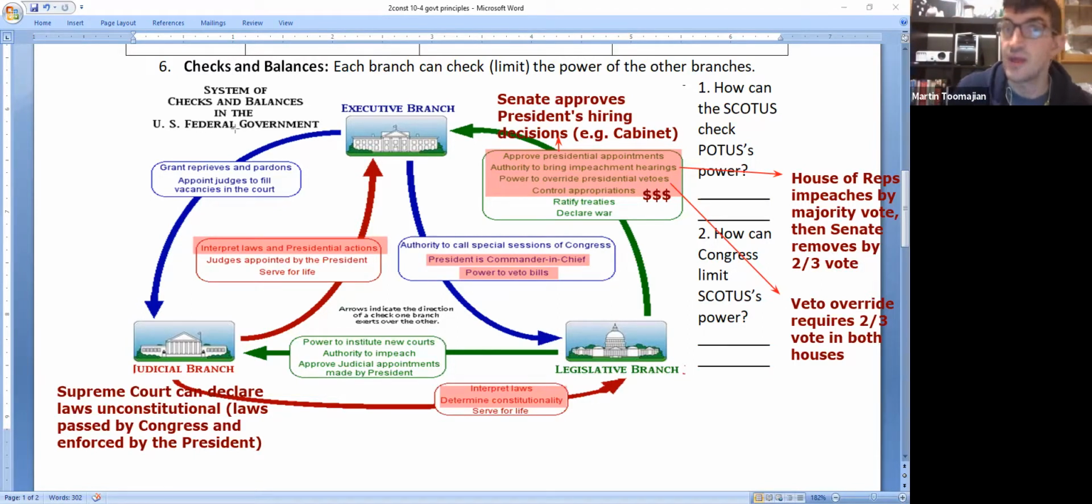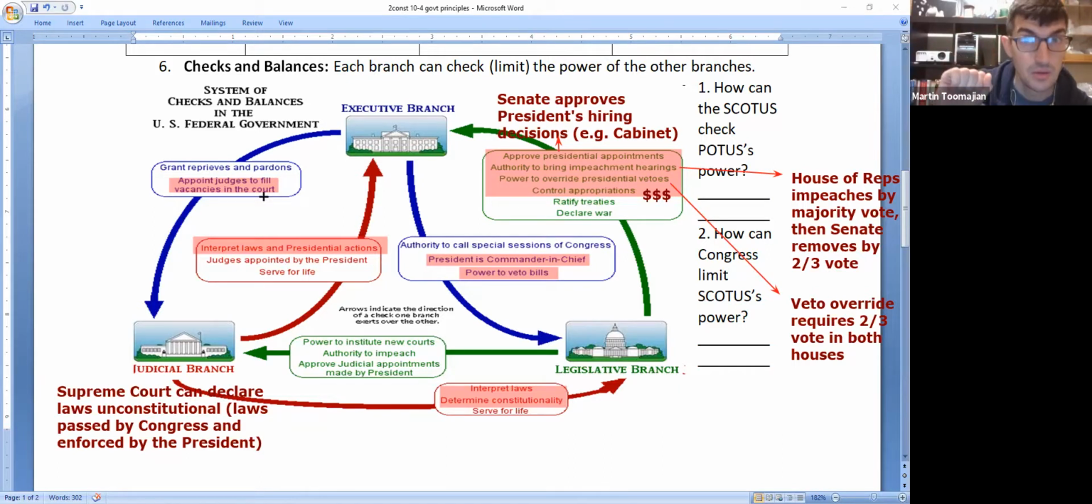So what if you have a vacancy? What if somebody dies or somebody retires? Then the president chooses the justice to fill that vacancy. This happened 3 times while President Trump was president. That was a huge thing, by the way. He had 3 vacancies to fill in 4 years.